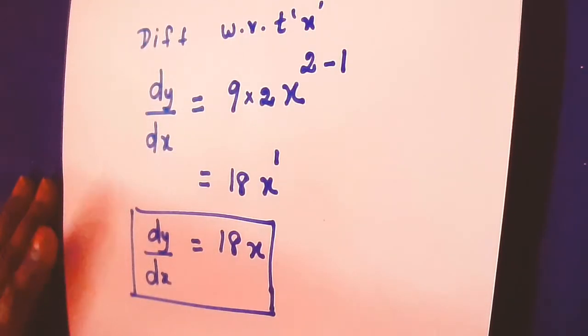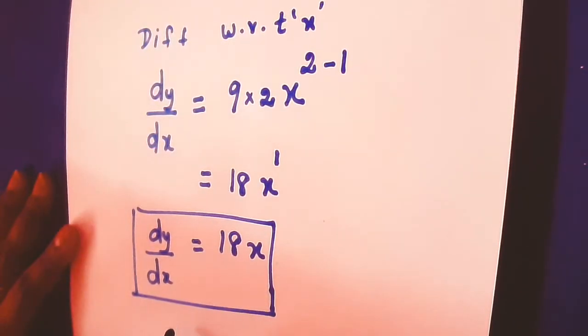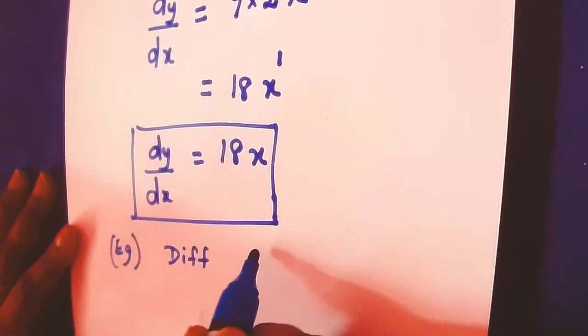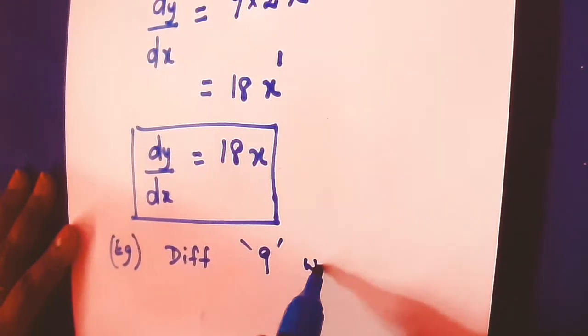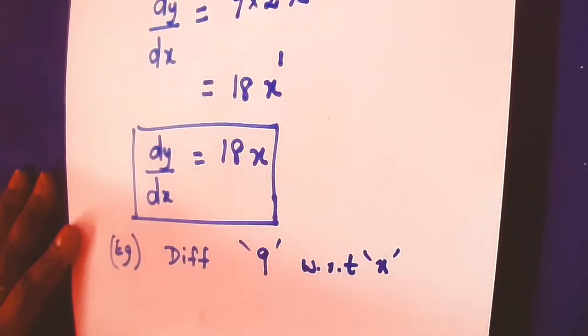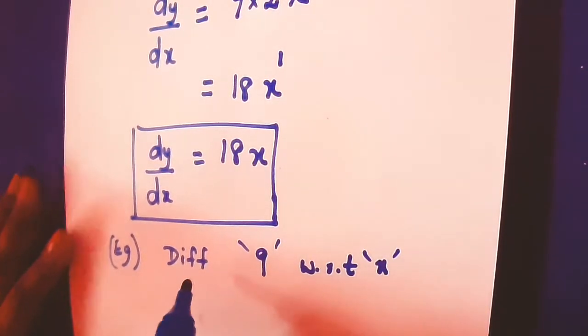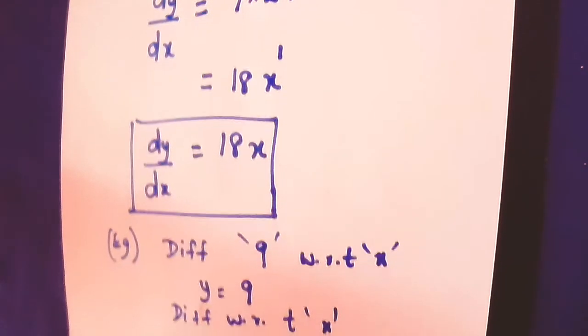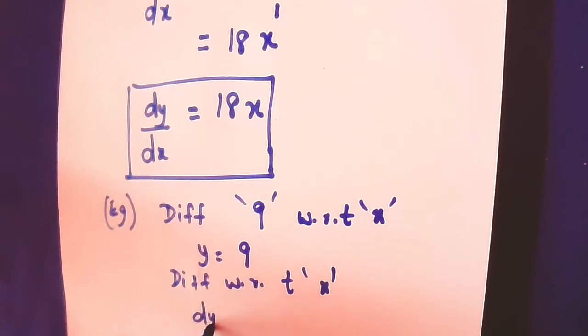Understood, students? Don't get puzzled. Suppose the question is like this, just as an example: differentiate 9 with respect to x. First assume y is equal to 9. Differentiate with respect to x. Differentiation of y with respect to x is dy by dx. Differentiation of 9 will become 0.